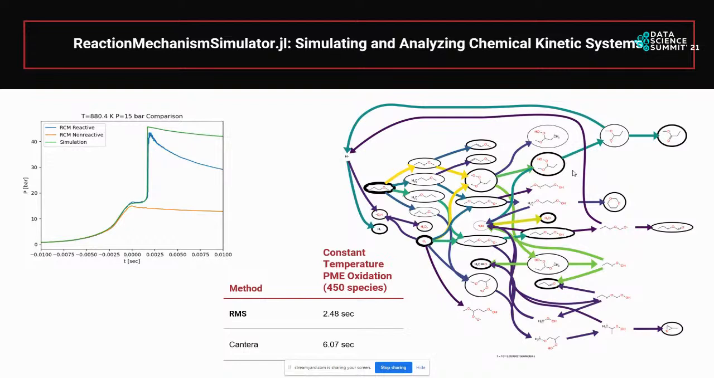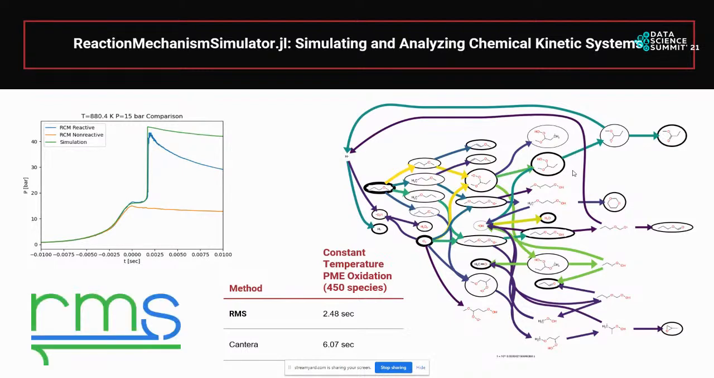So here, for example, is Reaction Mechanism Simulator that I've been working on with a PhD student here at MIT. And it lets you really quickly simulate and analyze chemical kinetic systems, like from combustion models. And if you look at it against something like Cantera or these commercial software, you see that it's outperforming it. Not only does it outperform it, but it's also compatible with scientific machine learning. You can stick neural networks in there, and you can make it automatically learn what chemical reaction systems you're missing, or what chemical reactions you did not know about that need to be true in order to fit the data.